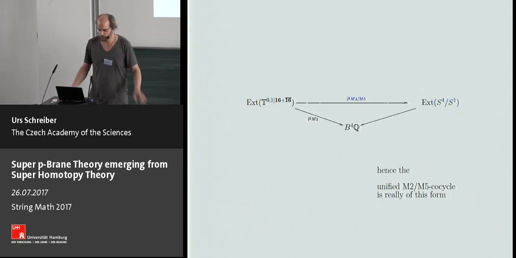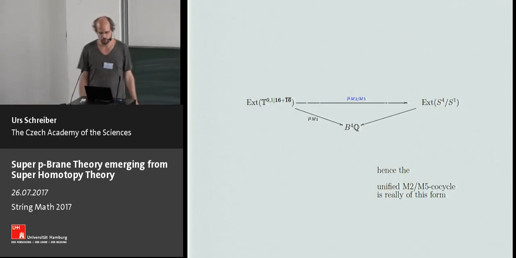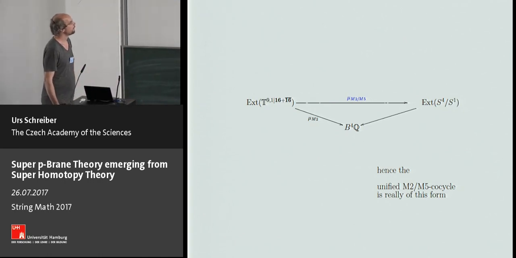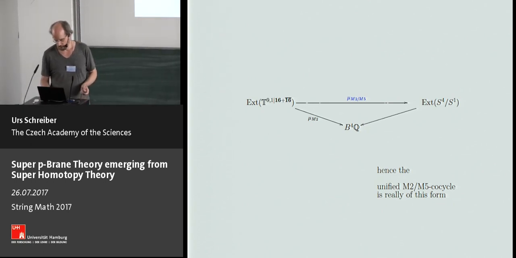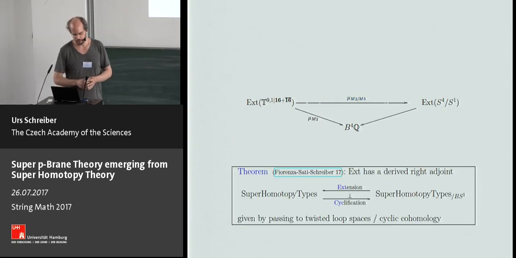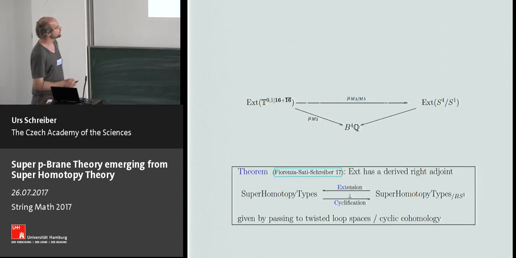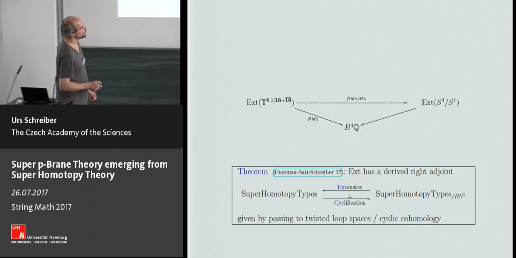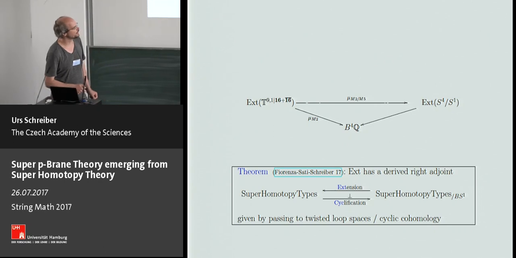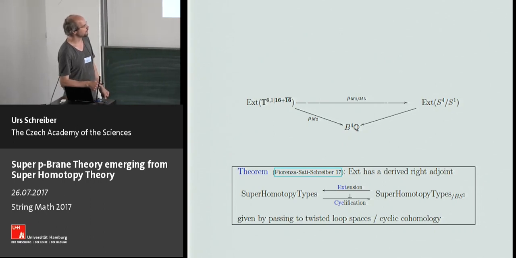So, in conclusion, our unified M2 M5 co-cycle is really of this form. It goes from an extension of 10D super spacetime to an extension of this orbifold S4 mod S1. And now, let's think a bit more about what we're doing here with our extensions. It turns out that forming these extensions is a derived functor from super homotopy types equipped with a 2-cocycle, so with a cocycle that classifies circle extensions, which one writes like the slicing notation.